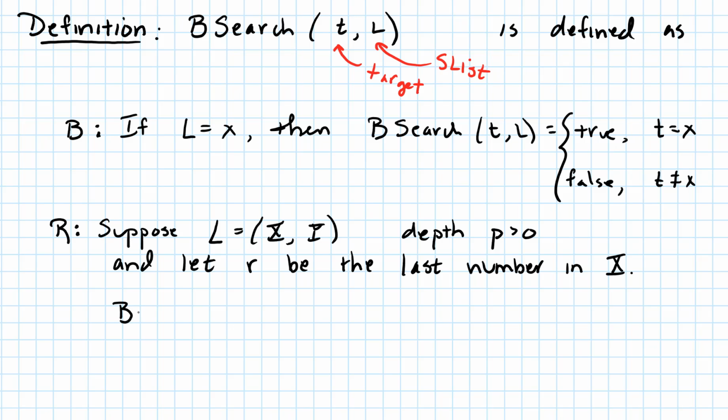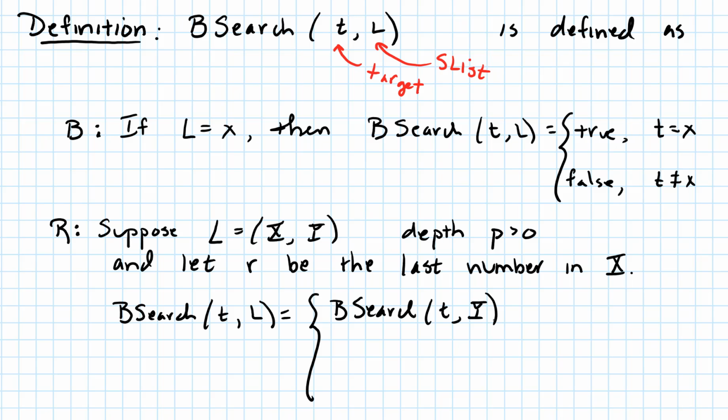Okay, so here we go. B search of T, L is going to be B search of T, Y. So we're going to get sent over to the second S list if T, our target, was bigger than R, the last element in X. And we'll do an example to show this. B search of T comma L is going to be B search of T comma X, right? We're going to get sent to the first of those S lists if T is not greater than R.